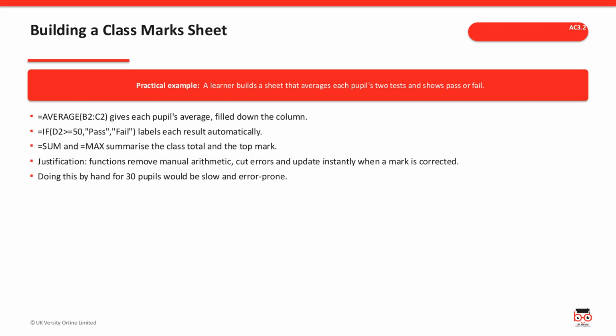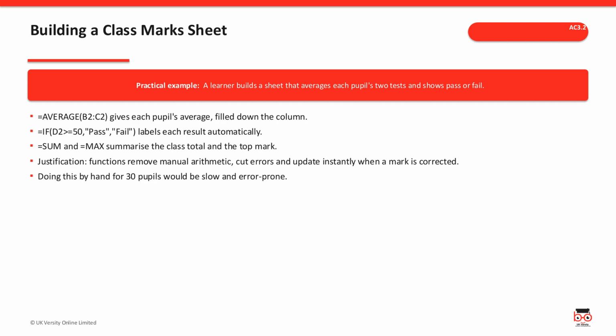Let's build something with those pieces. A sheet that averages each pupil's 2 tests and flags a pass or a fail. Equals AVERAGE of B2 to C2 gives each pupil's average, filled down the column, and equals IF D2 greater than or equal to 50, pass, otherwise fail, labels every result automatically.